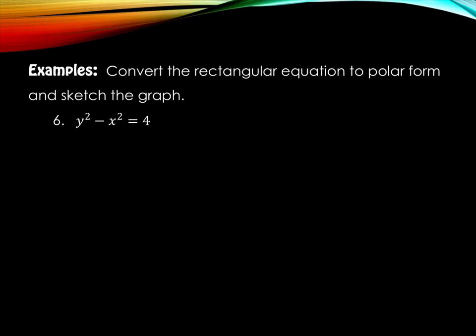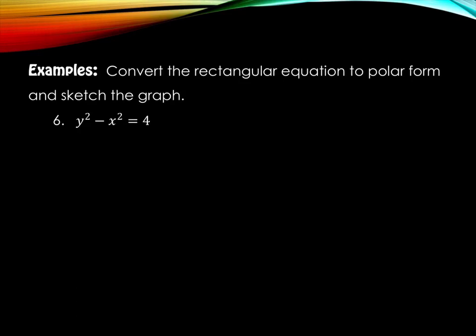All right, not only are we going to convert points and convert these graphs like we just did the last one, sometimes we're going to actually turn them into polar form and then sketch them. So we're going to take this, turn the rectangular equation into polar form and sketch them. So we're going to take this equation, which is y squared minus x squared equals 4.